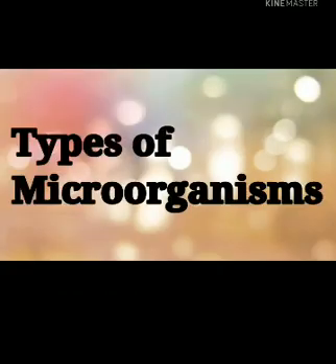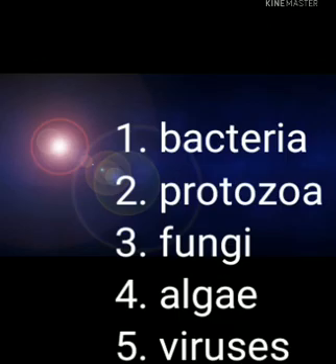Types of microorganisms. There are 5 types of unicellular and multicellular organisms. Number 1. Bacteria. Number 2. Protozoa. Number 3. Fungi. Number 4. Algae. And number 5. Virus.